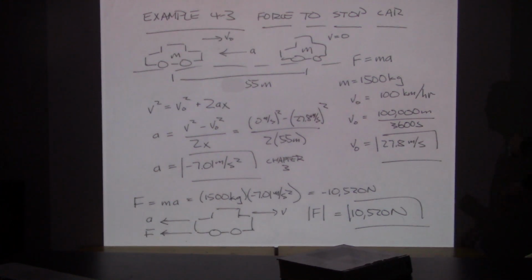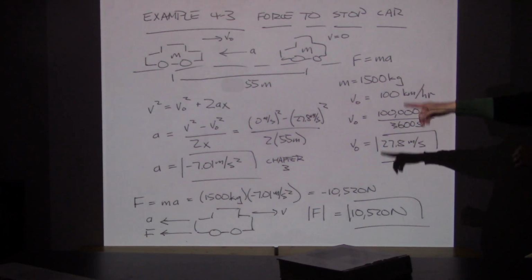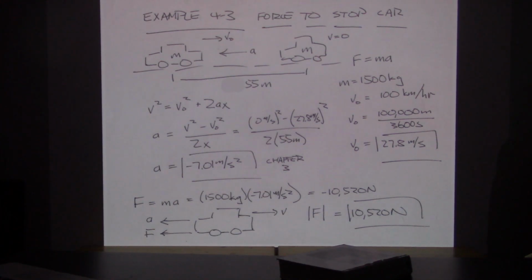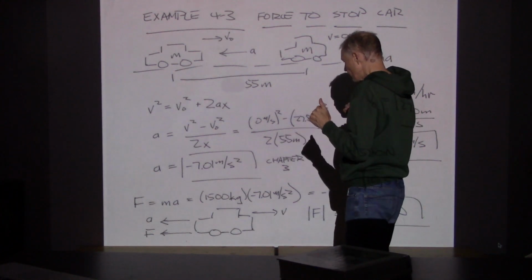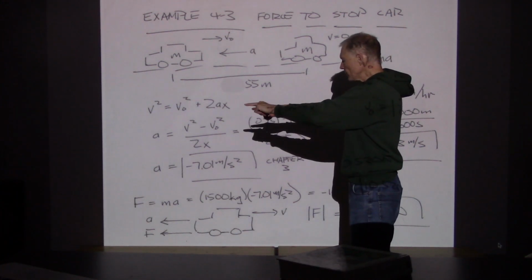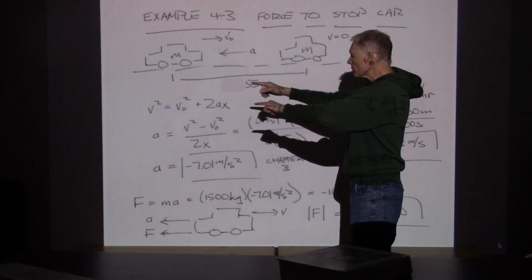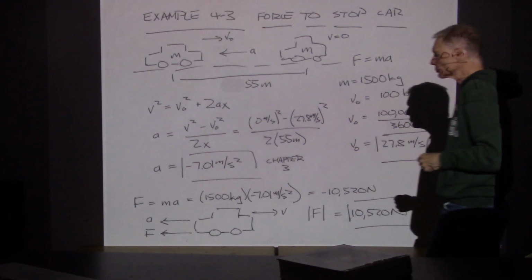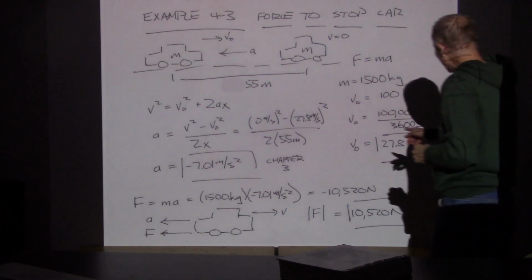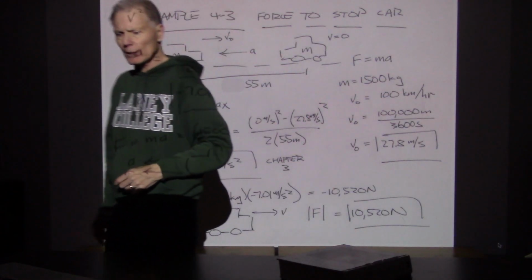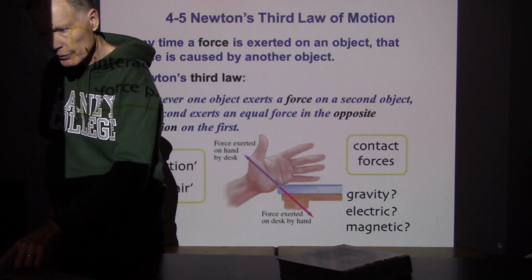So I've dropped the minus sign and allowed the diagrams to tell the story in terms of directions. If the velocity is this way, then the acceleration is going to need to be opposite, and the force needs to always be in the direction of the acceleration. So it's force and acceleration that are always in the same direction. Interesting. And we're going to need those 10,520 newtons to provide for this.